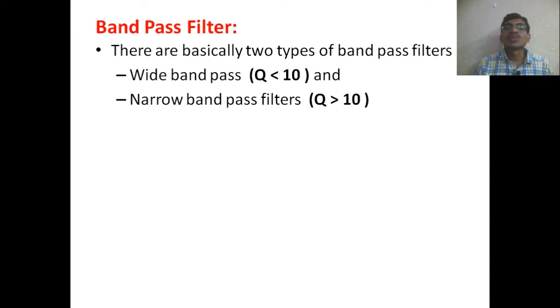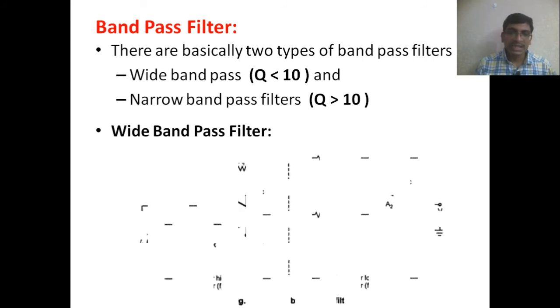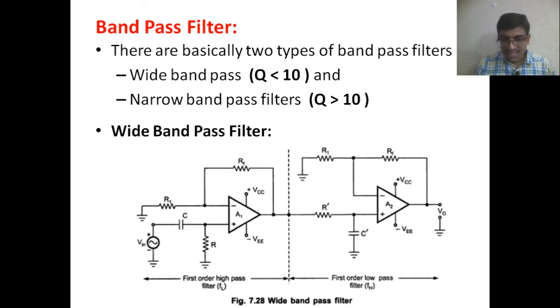If the Q value, the quality factor, is greater than 10, then that is called a narrow band pass filter. Depending upon our requirement, we will select the wide band pass or narrow band pass filter. First of all, we will see the wide band pass filter, which has a quality factor less than 10 only. So this is a circuit for the wide band pass filter.